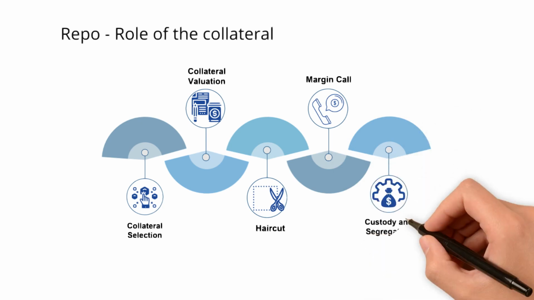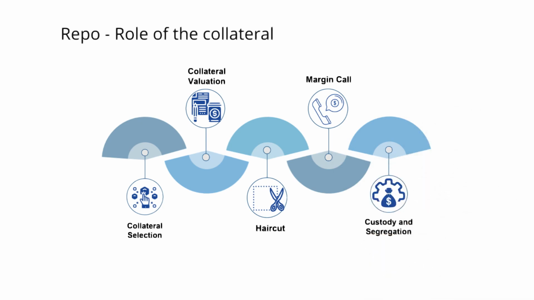And last but not least, custody and segregation. The collateral is typically held by a custodian or agent on behalf of the parties involved in the repo transaction. Proper custody and segregation practices are followed to ensure that the collateral remains safe and separate from the assets of the custodian or other clients. This segregation ensures that the collateral is readily available to the lender in case of default or other events triggering the use of the collateral.